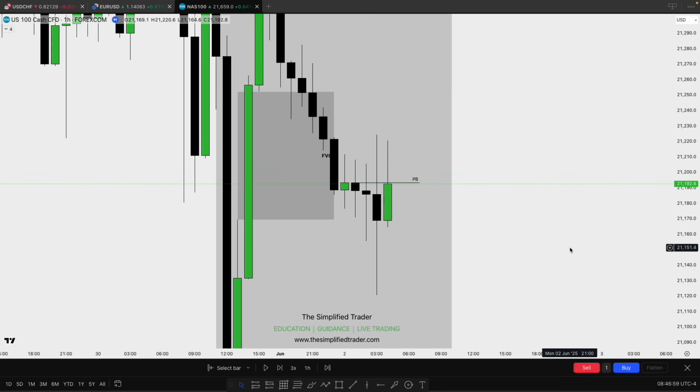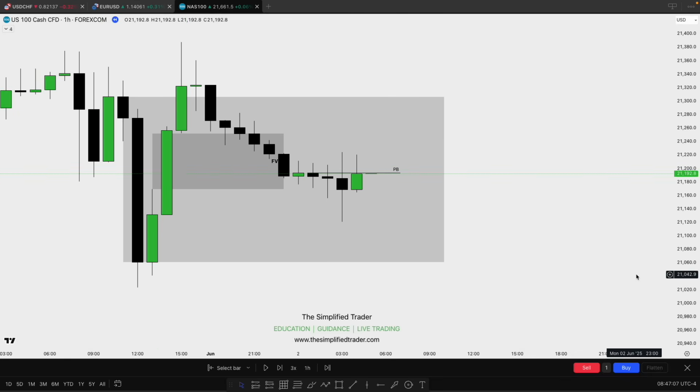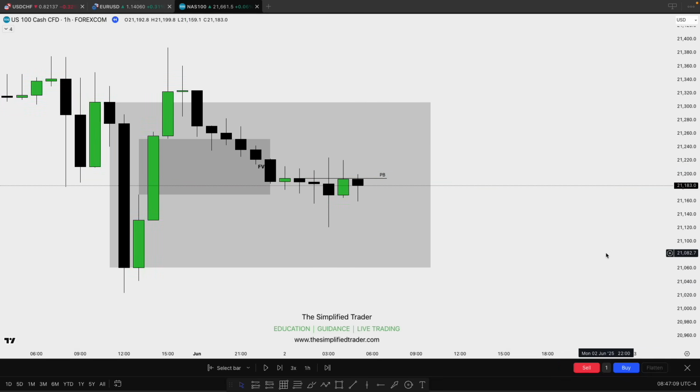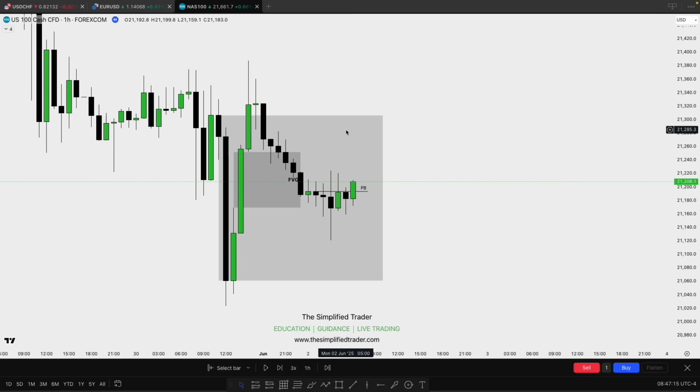And what do we get here? Do we have a valid setup? No, we still need a body closure above my propulsion block, above these three down close candles. As soon as we get that, we have a valid trade. That doesn't happen yet, and here we do get that. So now what do we have? Now we have an order block form. This market trade back into that order block, and we close above the three consecutive down close candles that made this low inside of our order block.